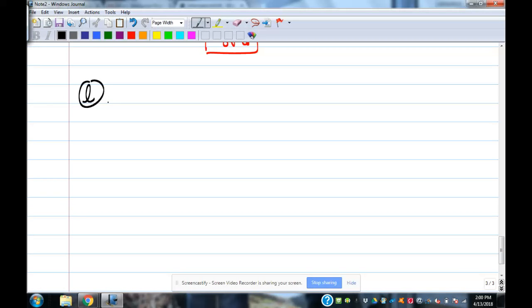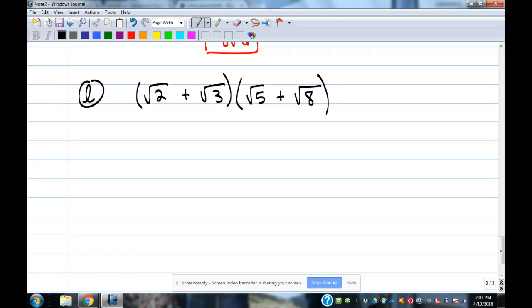The next two examples are as hard as they get today. Parentheses, radical 2 plus radical 3, close the parentheses. Another set of parentheses, radical 5 plus radical 8. So you would have to distribute 2 and 5 and 8 and then 3 and 5 and 8? Yes, each piece gets distributed separately.